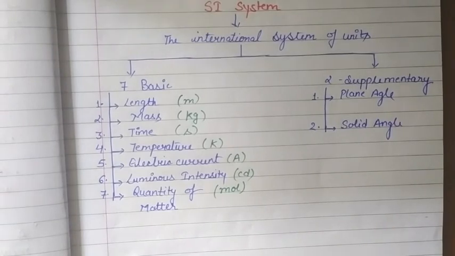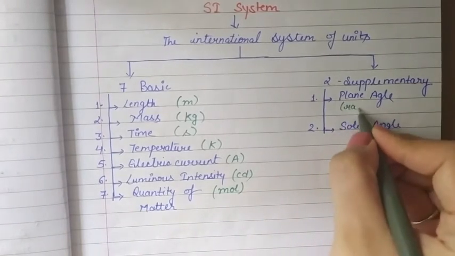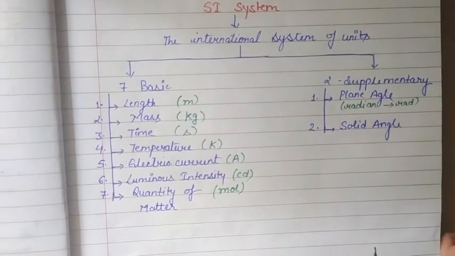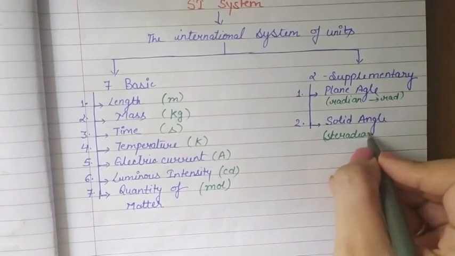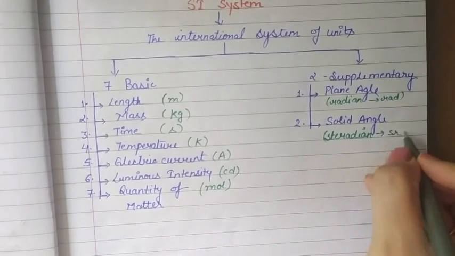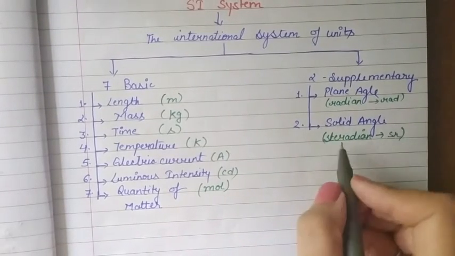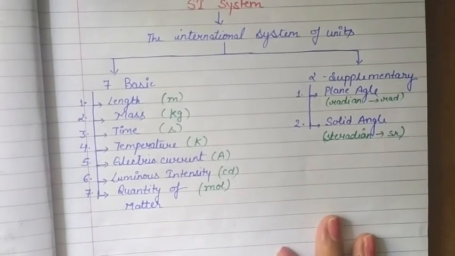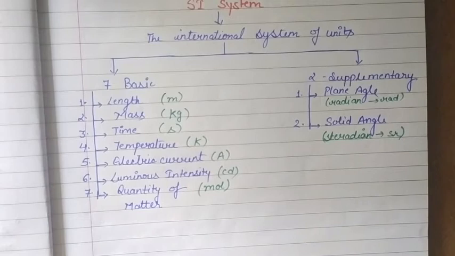Now the basic units for these supplementary quantities are, for plane angle it is radian and is denoted by RAD, and for solid angle it is steradian and it is denoted by SR. Okay, so for plane angle the unit is radian and it is denoted by RAD, and for solid angle it is steradian and is denoted by SR. These are the quantities that we use in SI system to explain any kind of fundamental or derived quantity present.